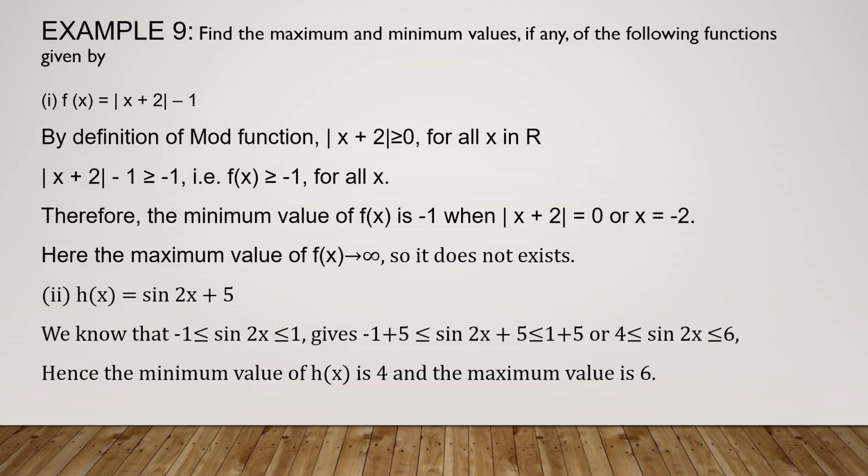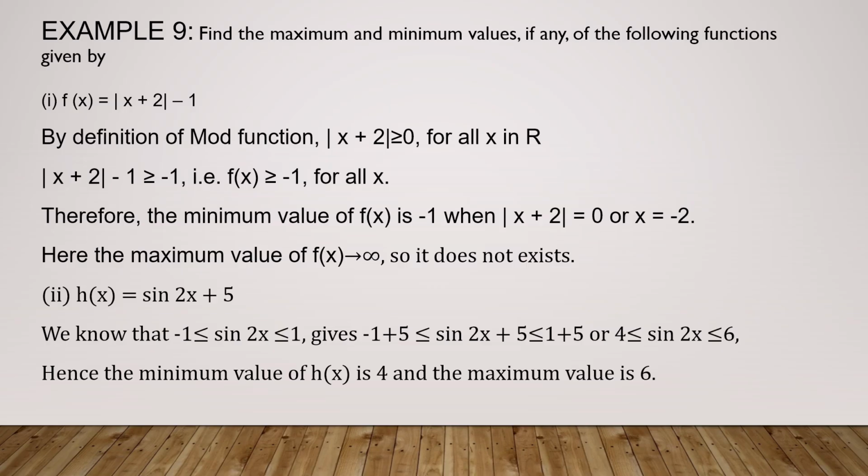Now, when the value of f(x) is minus 1, obviously mod of x plus 2 is 0. That means x is minus 2. So over here the minimum value exists. The minimum value of f(x) is minus 1, but the maximum value can go up to infinity. So the maximum value of f(x) tends to infinity. So actually there is no such maximum value which exists.